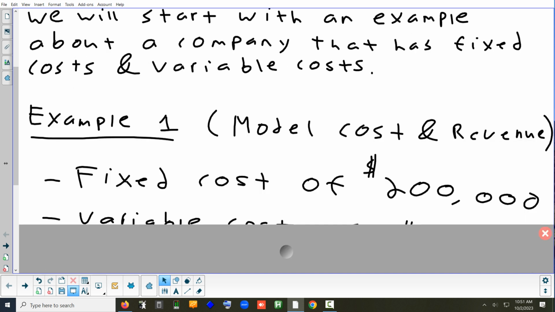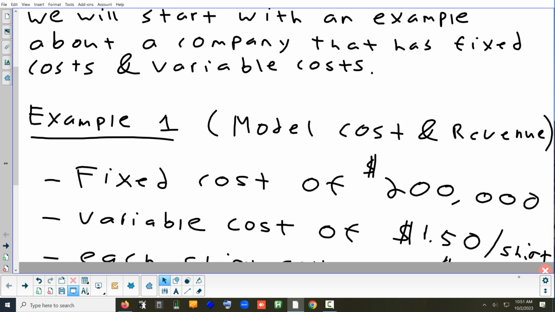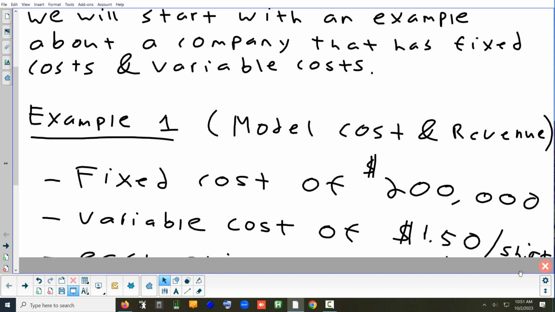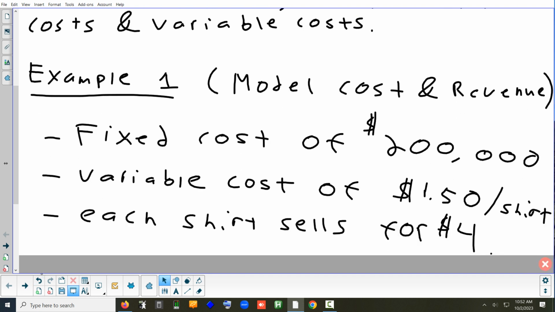So in this example, this particular company has a fixed cost of $200,000 and a variable cost of $1.50 per shirt. So it's variable because that cost depends on how many shirts they make. If they only make one shirt that month, it's going to cost them $1.50. If they make 1 million, well, it's going to cost them 1 million times $1.50. So it costs them $1.50 to make the shirt, and then they're going to sell the shirt for $4.